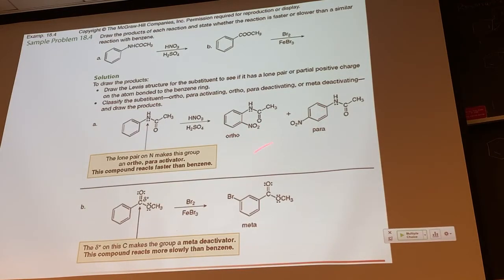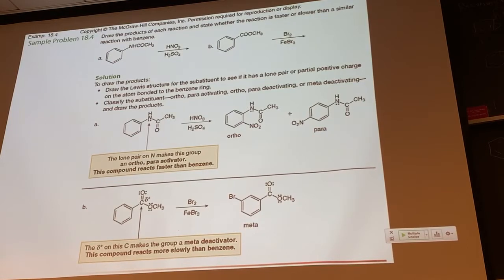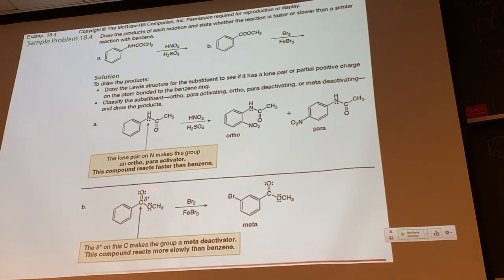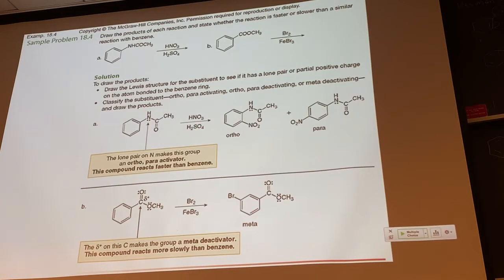We usually don't ask you to predict a ratio. We usually just ask you to conclude that ortho and para will be the major products. And this compound will react faster than benzene itself in the nitration. Okay. Second example, we have an ester attached to our benzene ring, and we're performing a bromination. We have a partial positive charge on the carbonyl carbon. That makes this group a deactivator and a meta-director. So we get one major product, and this reaction will proceed more slowly than the bromination of benzene itself.